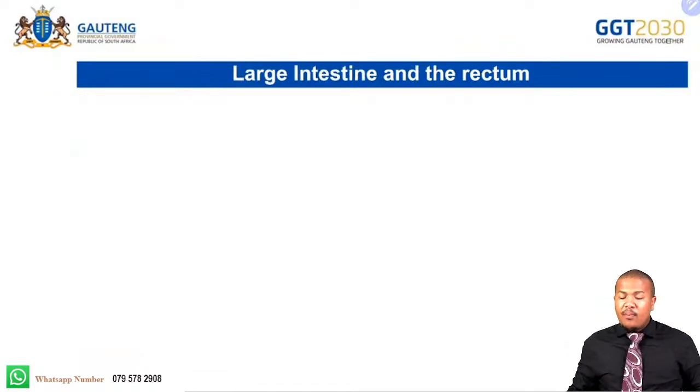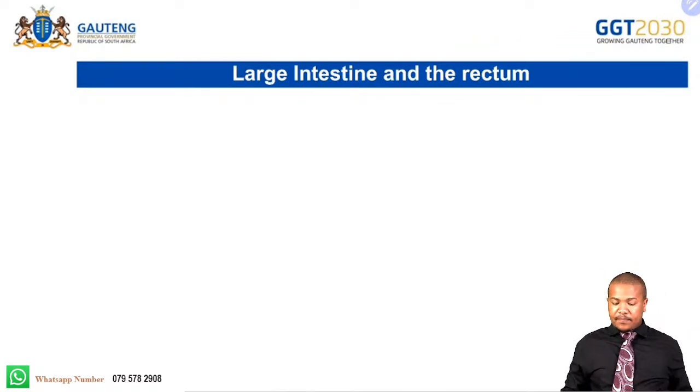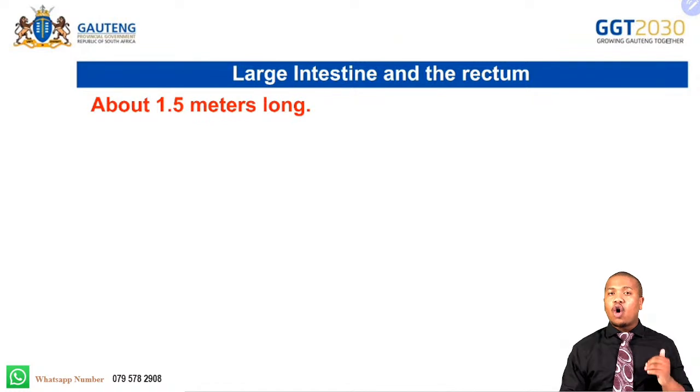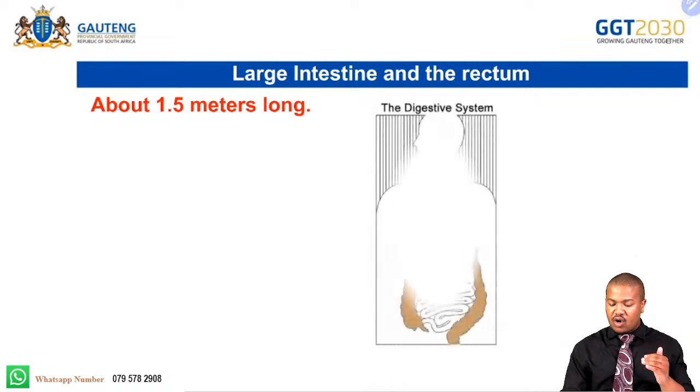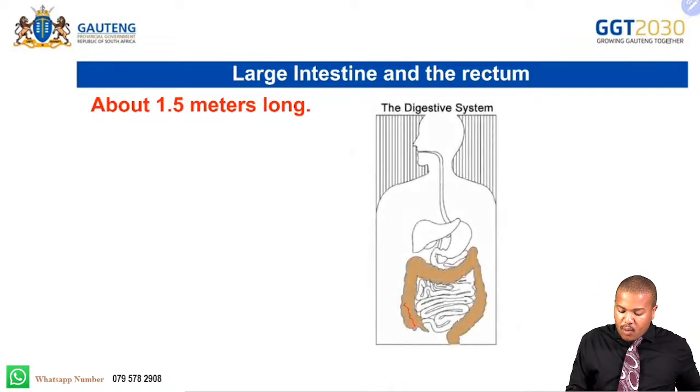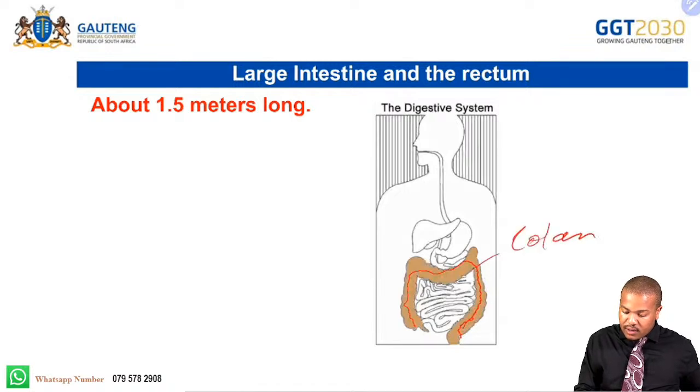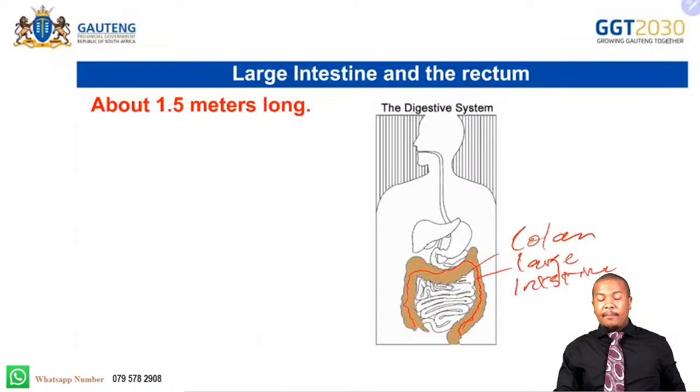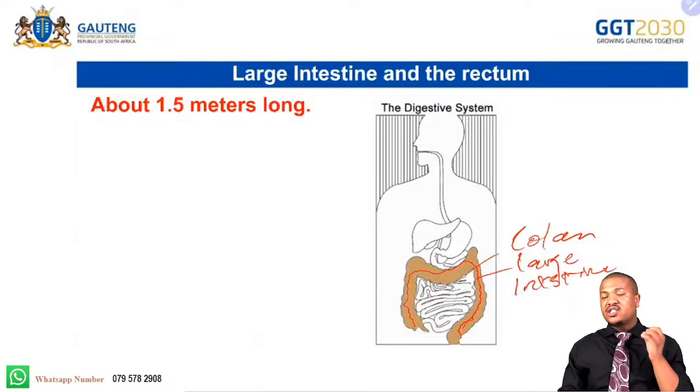Now moving on to the large intestine. The large intestine is also known as the colon, and it is about 1.5 meters long. Looking at our diagram here, this brown part is our colon, what we know as the large intestine. It is about 1.5 meters long.